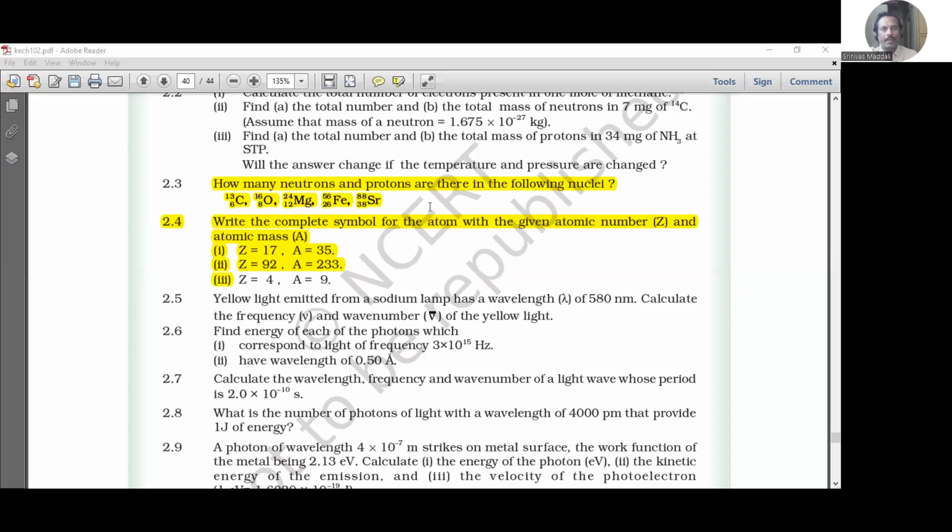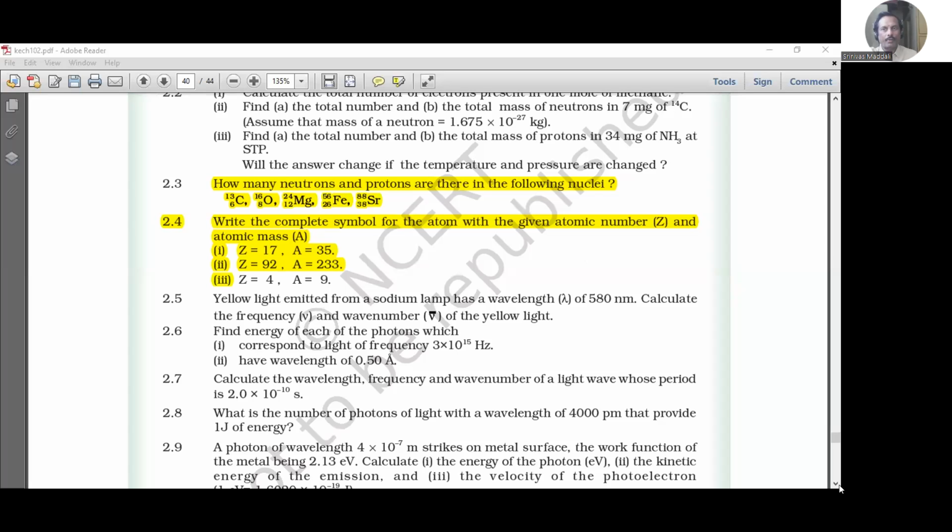Hi all, we will start the session with one more round of problems and solutions from chapter number 2, that is atomic structure, from NCERT part 1, class 11. So I'll just share the NCERT class 11. So now you can see the PDF here.